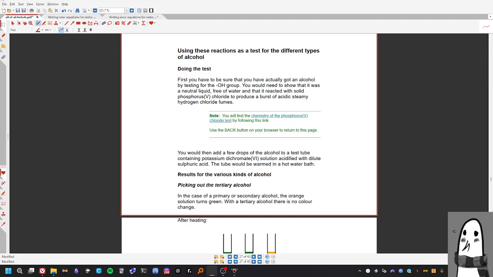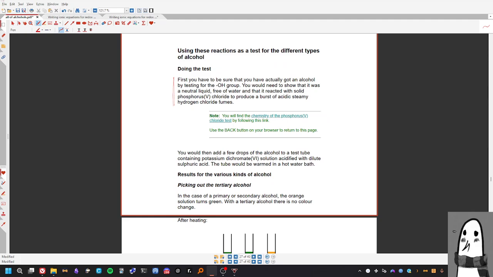You need to show that it's a neutral liquid free of water and that can be reacted with phosphorus V chloride to produce a burst of acidic steamy hydrochloric fumes. Okay, you will find the chemistry of the phosphorus V test, but I don't really care about that right now. So you're gonna start off. Make sure it has no water, and it's a neutral liquid. It doesn't have any H plus ions. It doesn't have any OH minus ions. And when you react it with phosphorus V chloride, it produces steamy HCl fumes.